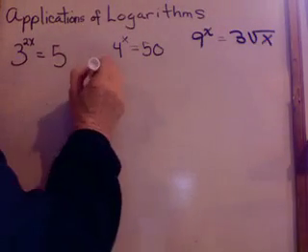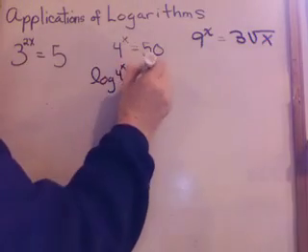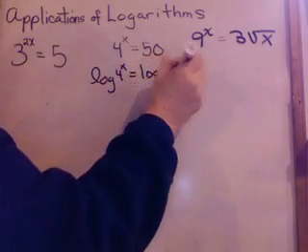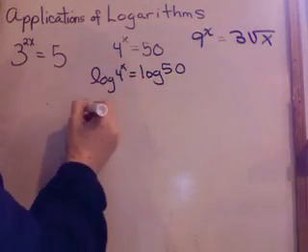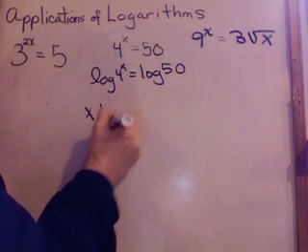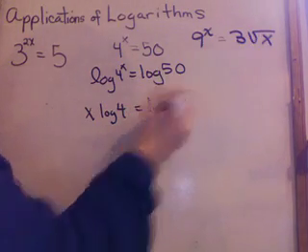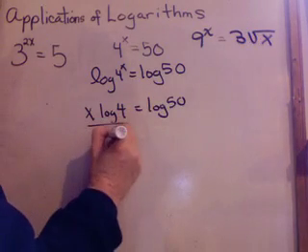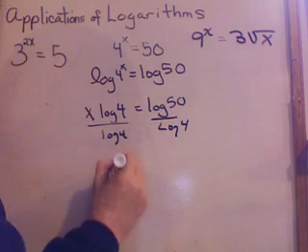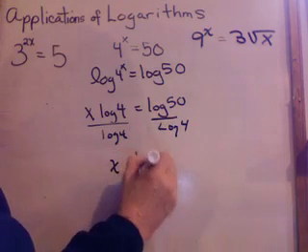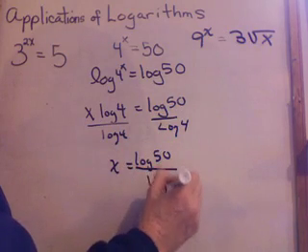All right, here I go. Take the log of both sides. Log 4 to the x equals log 50. Please show me all these steps. Now I'm using the exponent rule. x log 4 equals log 50. Divide by log 4. So x equals log 50 divided by log 4.